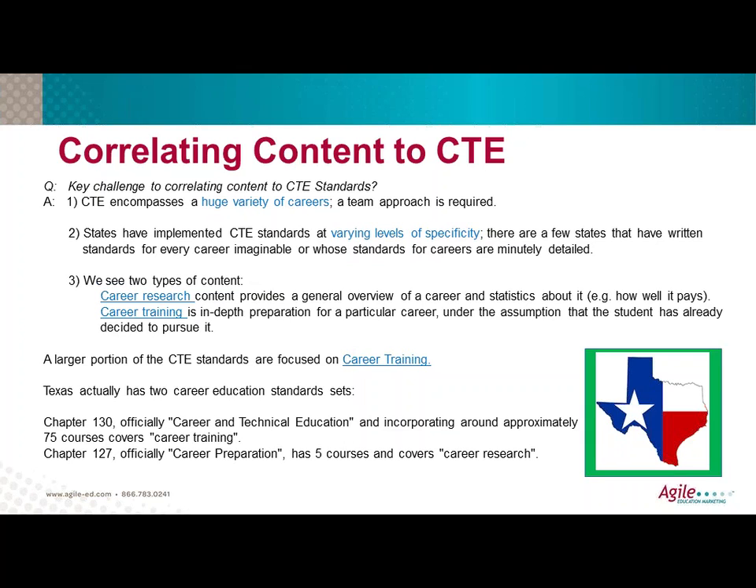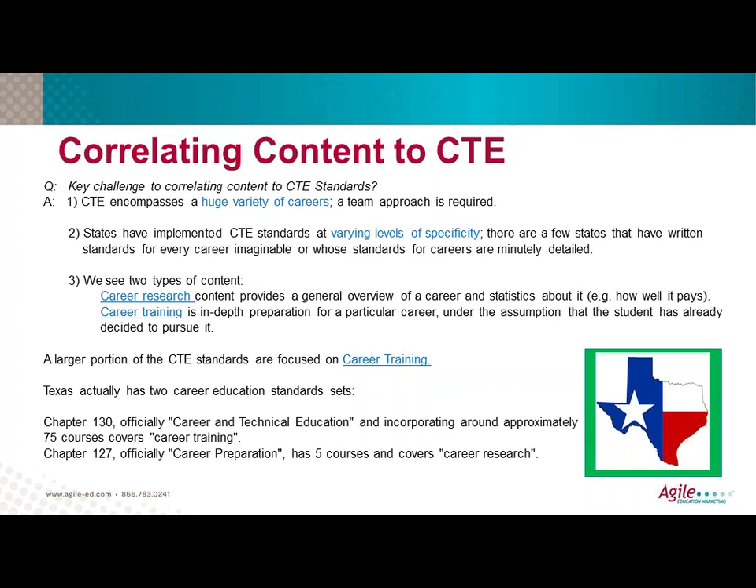And we also found 2 types of CTE content. There is career research content that is providing a general overview, more like statistics, how well it pays, how to prepare in general if you decide you want to pursue that career. And then there's career training content, which is really in-depth preparation for a specific career under the assumption that the student has already decided that this is what they want to do in life. But what we found is that a larger portion of the CTE standards, state by state, are really focused on the latter, the career training.